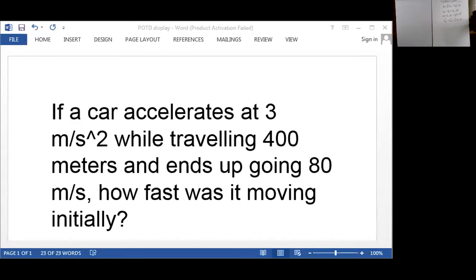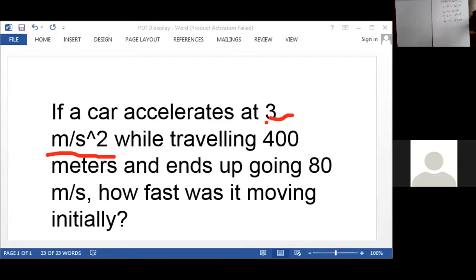So, as always, what do we have for our givens here? What's one thing that's given? 3 meters per second squared. 3 meters per second squared, exactly. And which quantity is that? Yeah, that's the acceleration, right? Acceleration, yeah, because it's meters per second squared, so we can tell.